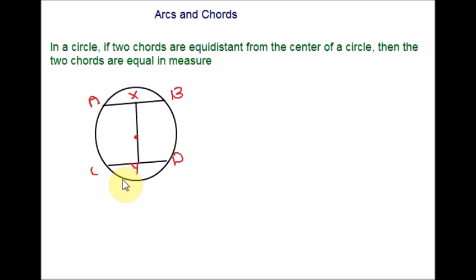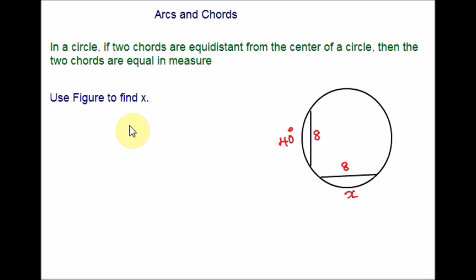Please look at this figure. AB and CD are two chords. O is the center and X and Y are the points where the perpendiculars from the center meet the two chords. It says that if two chords are equidistant from the center of the circle, meaning OX is equal to OY, then by this theorem you can say that the two chords are equal in measure. AB will be equal to CD. This is the meaning of this theorem. Now let me take one example. Do you see this example?